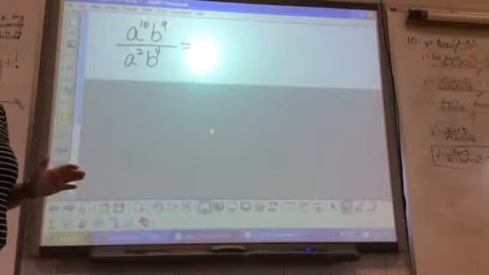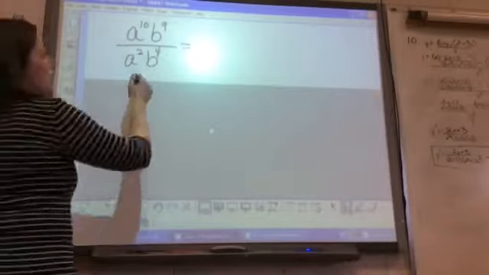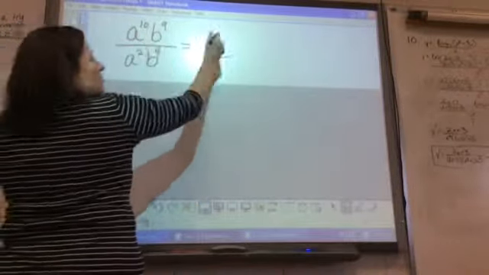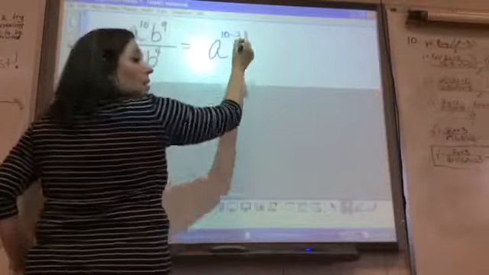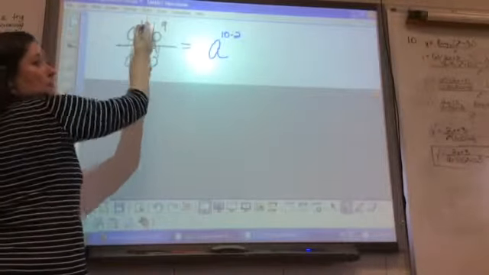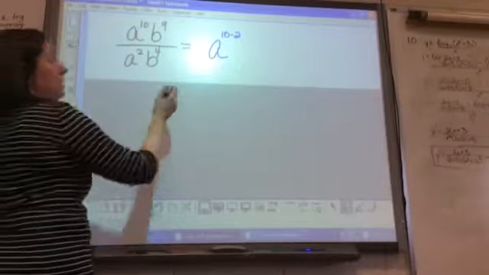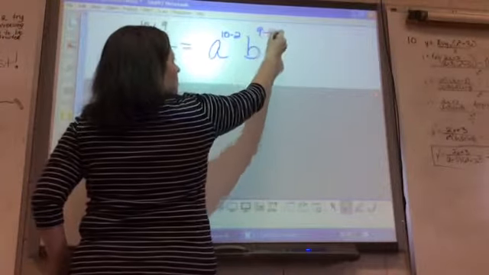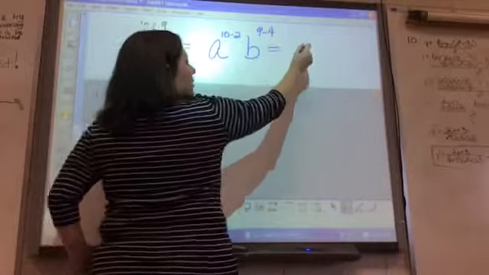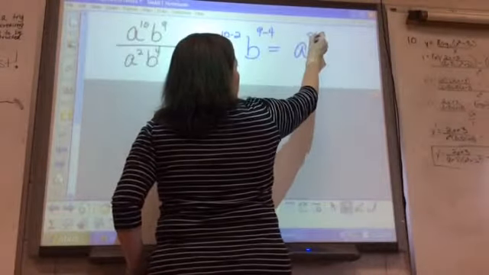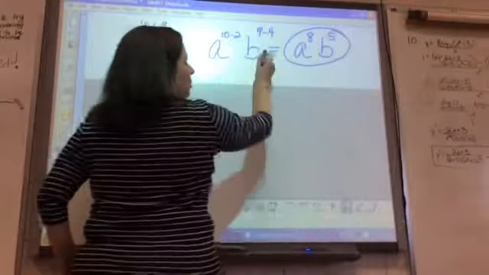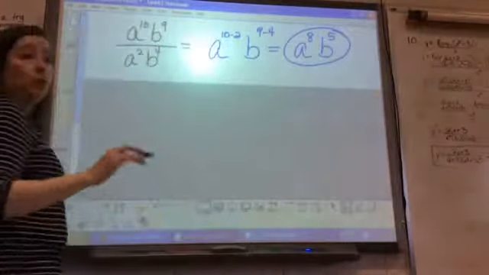Y'all would think this probably, not write it down. I'm going to write it down. So on my A's, technically, I have 10 minus 2. It's always the top minus the bottom, always, okay? Then on my B's, I would have 9 minus 4, technically. So that would give me A to the 8, B to the 5. And I know most of y'all could skip this, but I'm showing you.